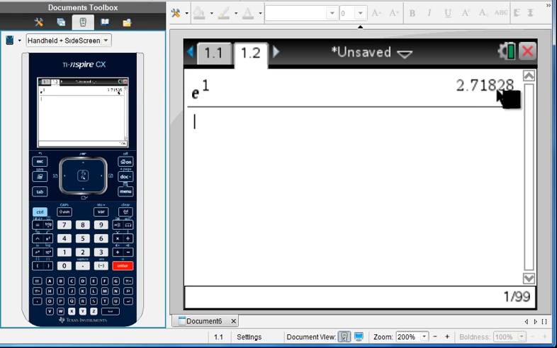2.71828. This is just like pi, it never ends. You just keep going like this endlessly with many decimals. It never stops. But this is more than enough, just like you memorize pi as being 3.14159. That's enough. And e, the number e, is 2.71828.